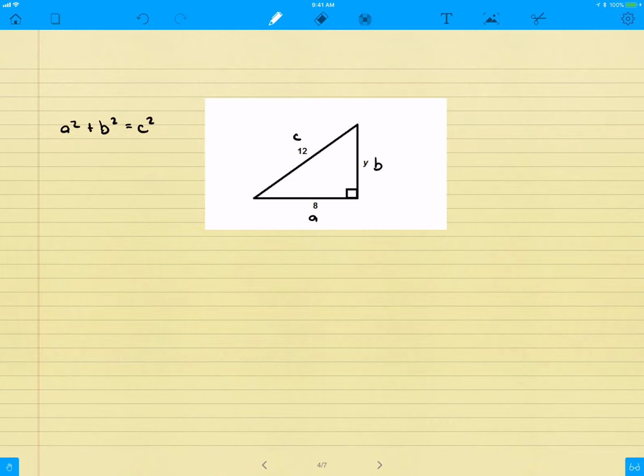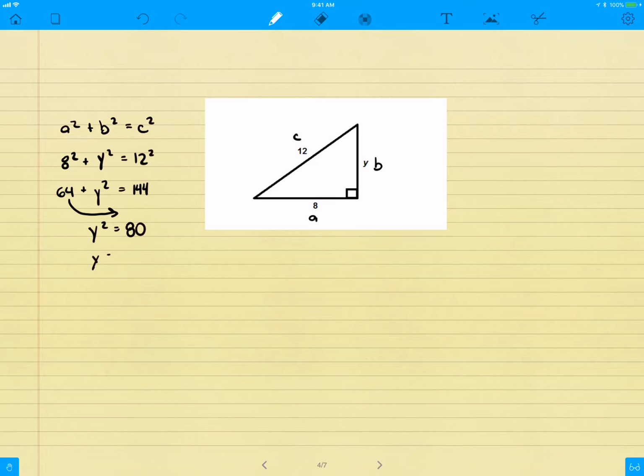So my A is an 8 squared, the B is a y squared, and the C is 12 squared in this case. And it doesn't matter where A and B are, as long as they're the two legs. So it didn't matter if you had the y and the 8 switched. But again, we're going to square these, and that's how the formula works. Don't just add a plus b equals c. That doesn't work. I'll explain that in a second. When you plug in these numbers, this is 64 plus y squared equals 144. You're going to subtract the 64 across and get 80.